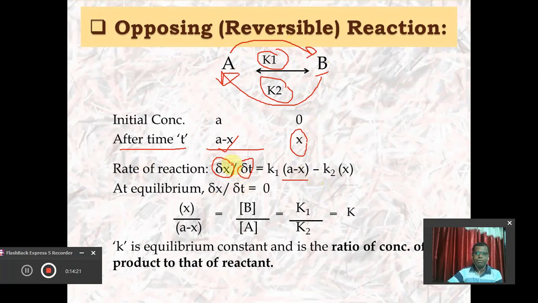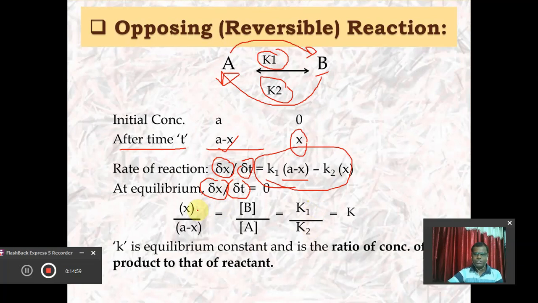And at equilibrium, you know very well, the concentration of reactant and product remains the same, meaning there is no change in the concentration of both species. It means that the change in concentration becomes 0. So definitely the rate of reaction dx by dt becomes 0, and after simplification this whole term becomes equal to 0. If I transfer K2 into x to this side, it becomes positive. So x upon a minus x is equal to K1 upon K2.